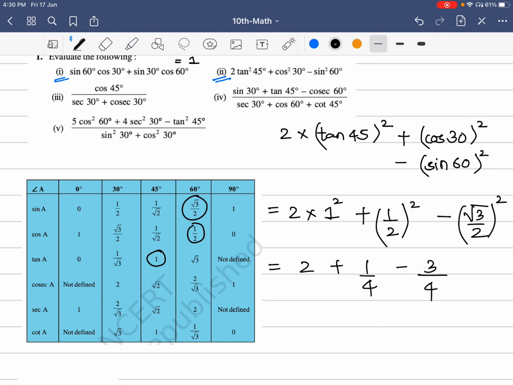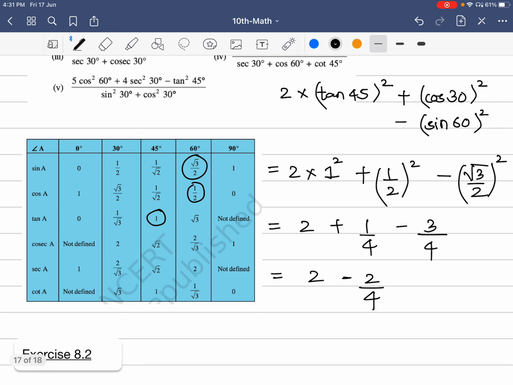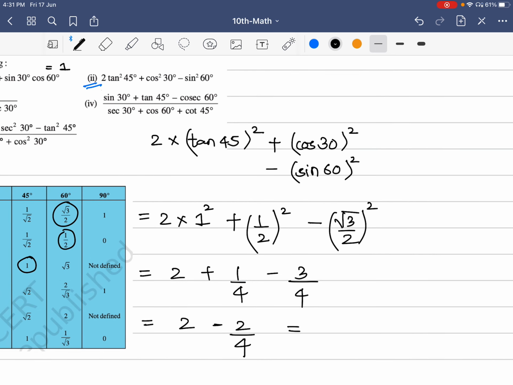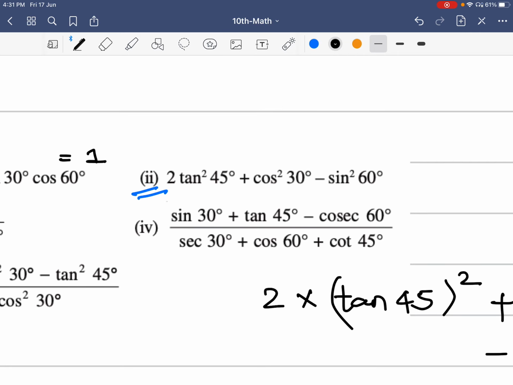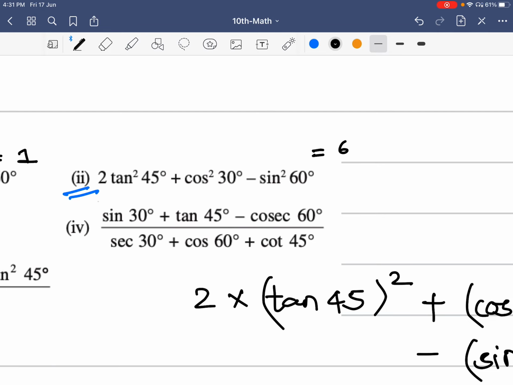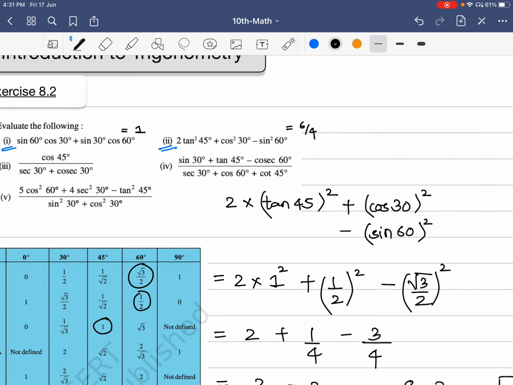Now 1 by 4 minus 3 by 4 can be done first, so that will be equal to 2 minus 2 by 4. So 1 minus 3 is minus 2 by 4. Let's evaluate it here, that is equal to 4 into 2, 8 minus 2, the whole divided by 4, and that is equal to 6 by 4. So 6 by 4 is the answer of the second expression. Let's zoom in here, and this is equal to 6 by 4.